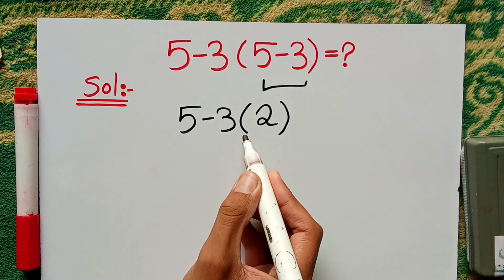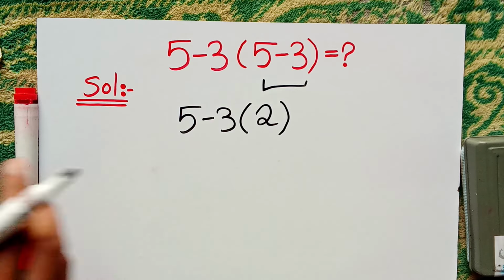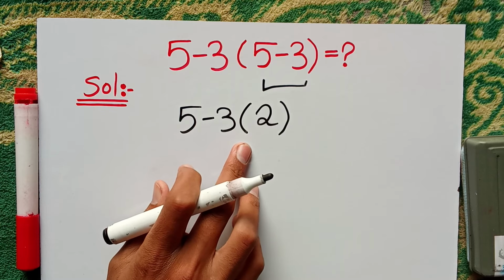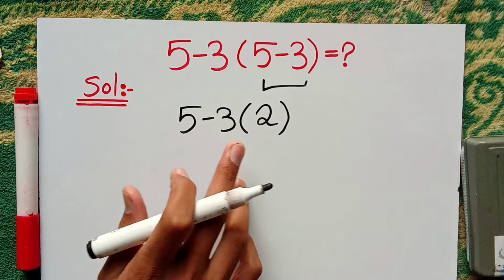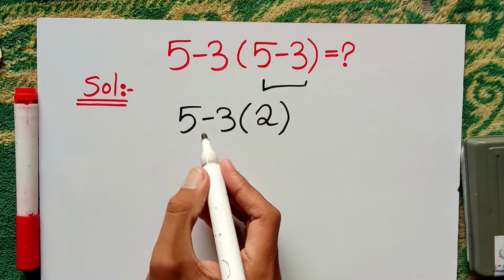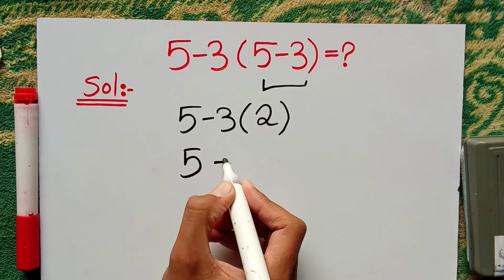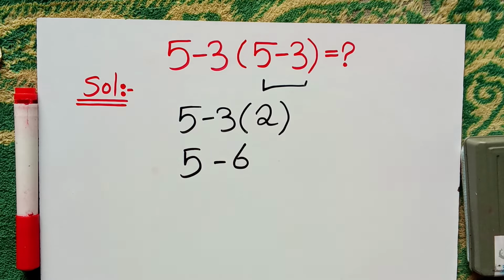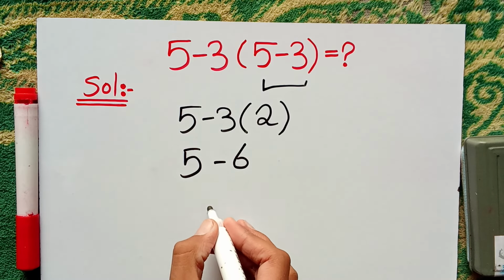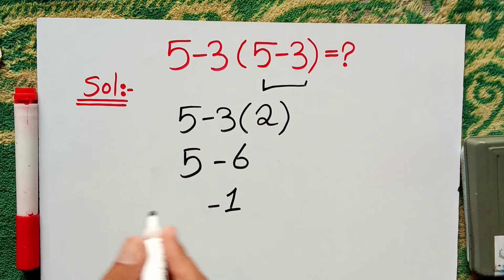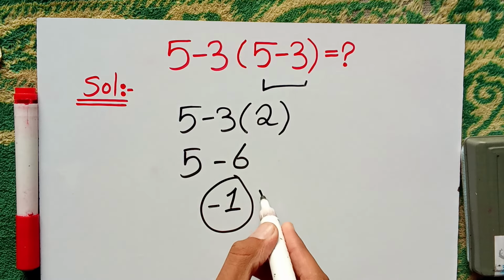Now here we have multiplication and subtraction. Multiplication has higher priority than subtraction, so firstly we solve multiplication. 5 − 3 times 2 equals 5 − 6, and 5 − 6 equals negative 1. This is the final answer of this question.